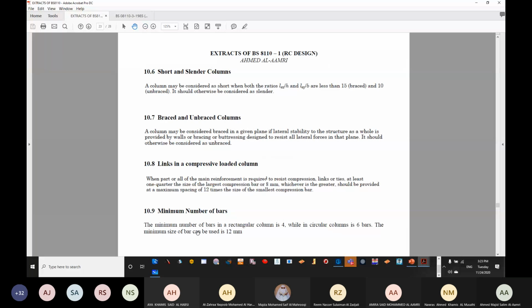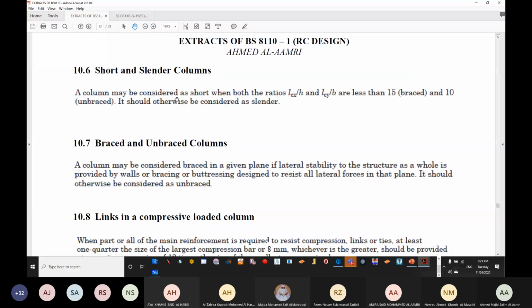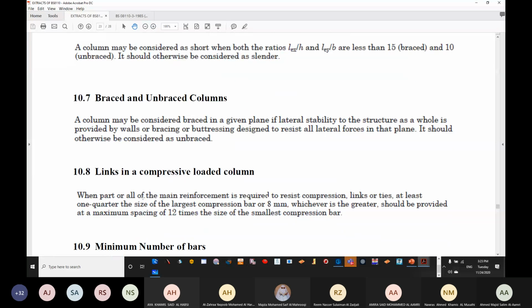Or links. Okay, so here it says, when part or all of the main reinforcement is required to resist compression, which is the case of a column, links or ties should be at least one quarter the size of the largest compression bar, or 8 mm, whichever is greater. Now, of course, in the code it says 6 mm, but we don't have 6 mm in the market. And then they should be provided at a maximum spacing of 12 times the smallest compression bar. Okay, so we'll return here.